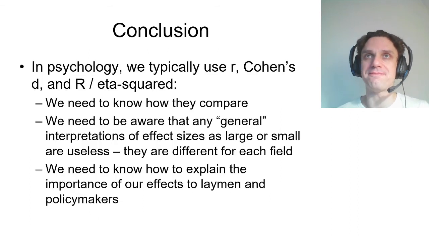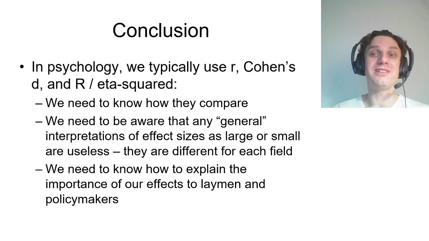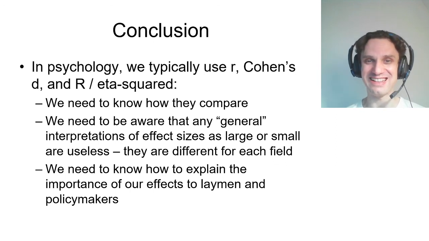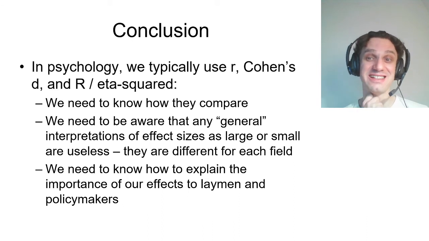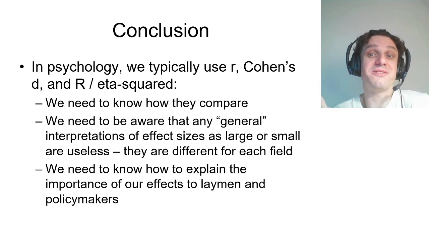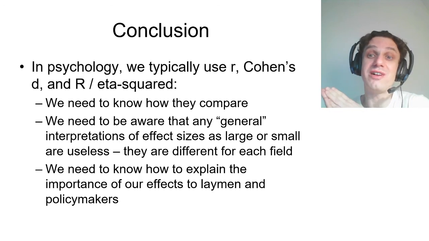It's nothing complicated. So to conclude our discussion of effect sizes, in psychology we typically use r, Cohen's d, and r squared or eta squared. What you need to remember is first of all how they compare. And a very important thing is that any general interpretation of a correlation as strong or weak makes no sense at all out of context of a specific research field. In different research fields, the same correlation can be strong in one field and weak in another one.